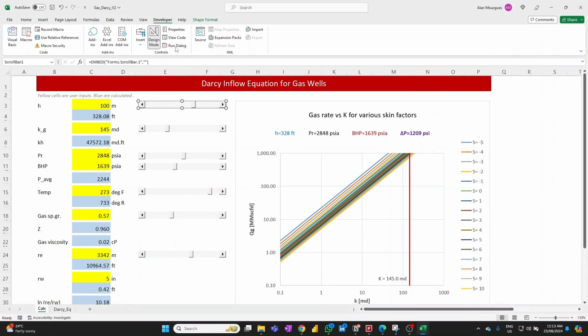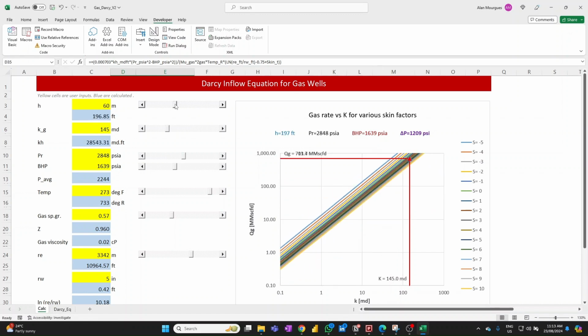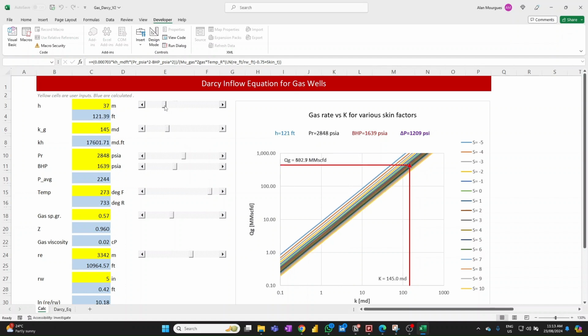Okay, let's close that out of the design mode, and now it goes from 1 to 150. So you can do the same for all the other parameters where I have these sliders. It's up to you to decide the ranges you want to have for them. Okay, so let's go back to the chart.